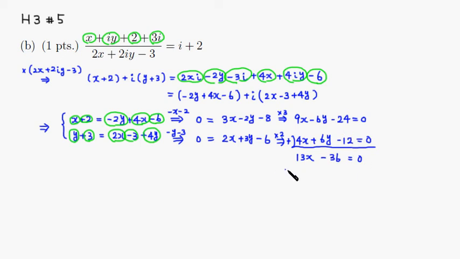Then we can solve for x from here. Add 36 to both sides: 13x is equal to 36. Then divide through by 13 to get x equals 36 over 13. So we found the x value.